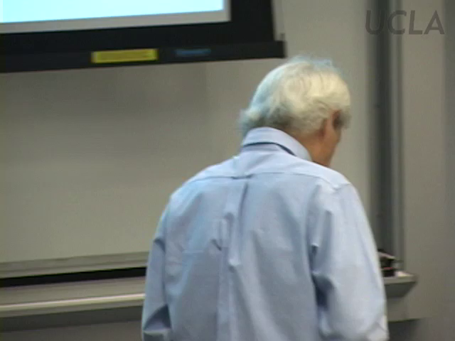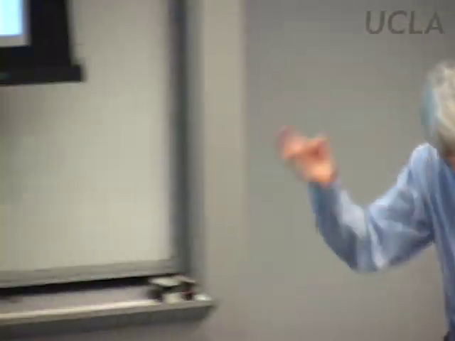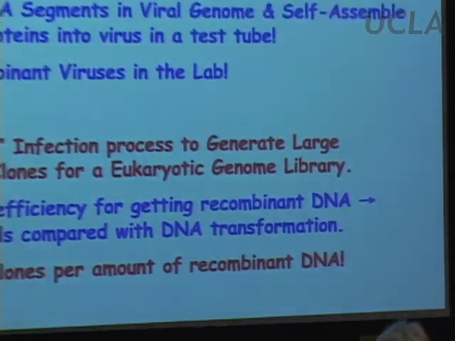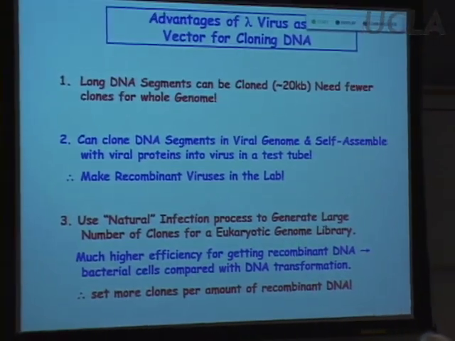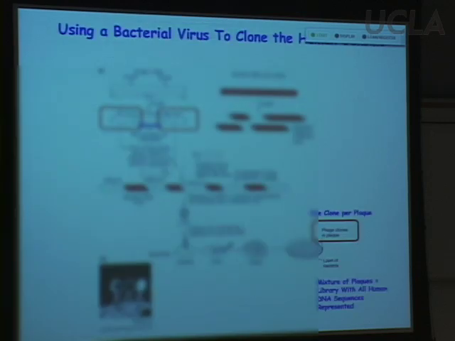OK, so what are the advantages of this particular vector historically? Well, I think I said it. It can accommodate a huge piece of DNA compared to a normal garden variety plasmid. It can infect these cells naturally. It's a very efficient process, and that means you can get lots and lots of clones relatively easily, and finally you can make this virus inside a test tube.